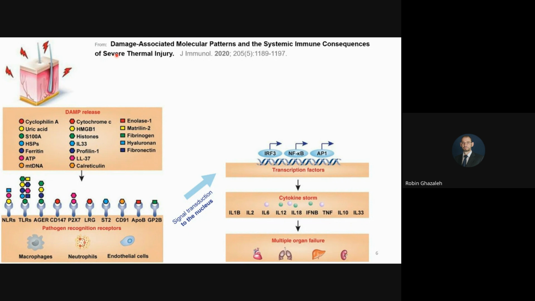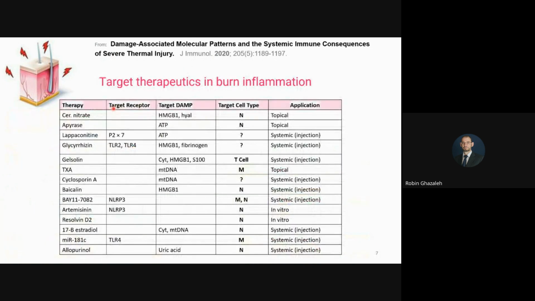Okay, so one more thing to show you from this paper, which is that these actually have been considered to be promising targets for drug interventions. So we'd like to be able to block these effects in severe burn patients. And you don't need to memorize these again, but here is a list of various potential therapies which are targeting various known receptors or the specific danger-associated molecular pattern itself.